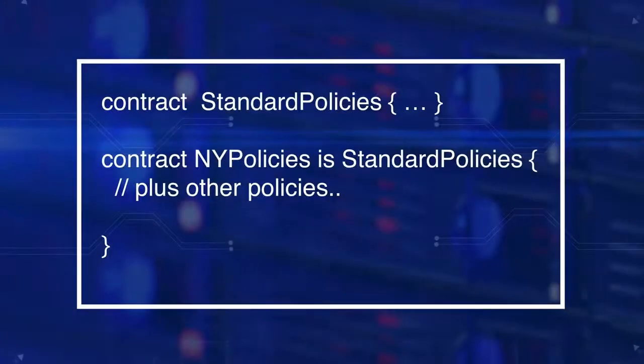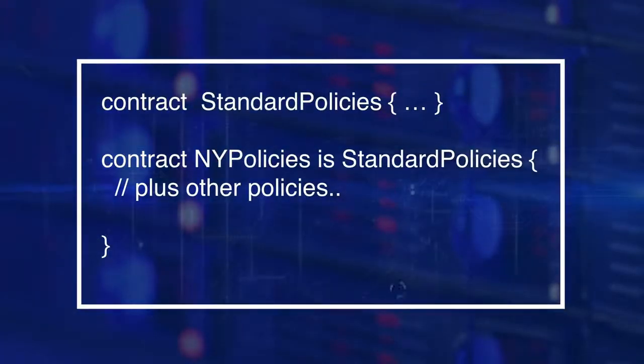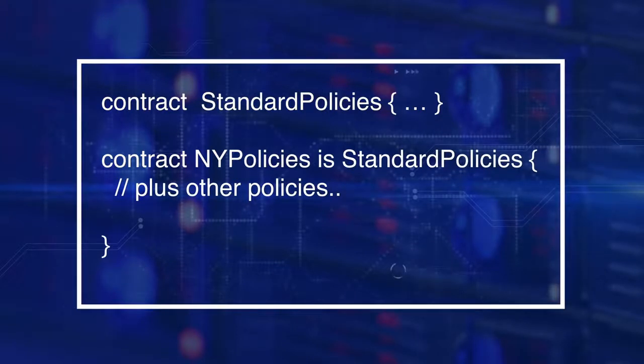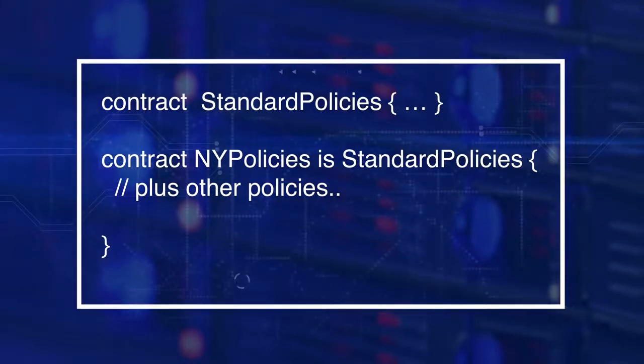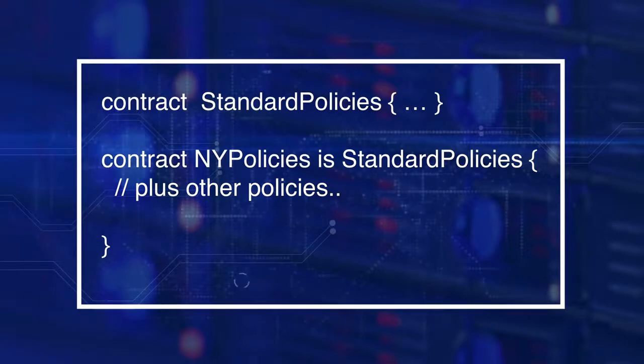Besides its explicit content, a smart contract can also inherit from other smart contracts as shown in the following example. Here, the standard policies contract defines the basic policies that apply to all states, which is inherited by the New York policies smart contract, where more policies can be added.